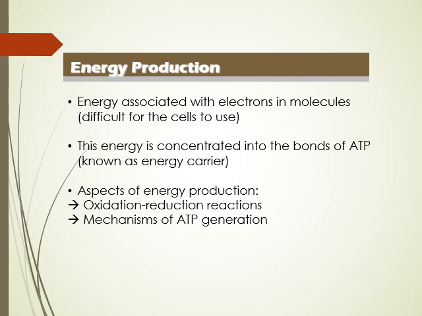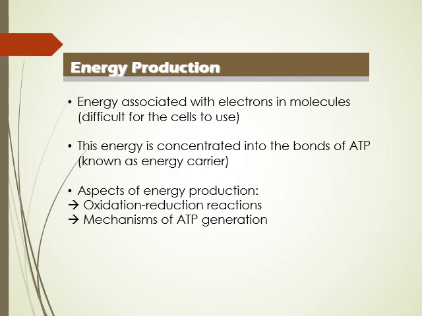Nutrient molecules, like all molecules, have energy associated with electrons that form bonds between their atoms. When the electrons are spread throughout the molecule, this energy is difficult for the cells to use. Various reactions in catabolic pathways concentrate the energy into bonds of ATP, which serve as a convenient energy carrier. So ATP carries the energy.